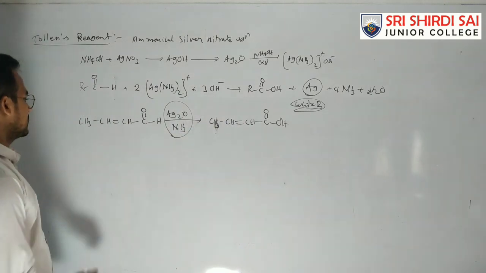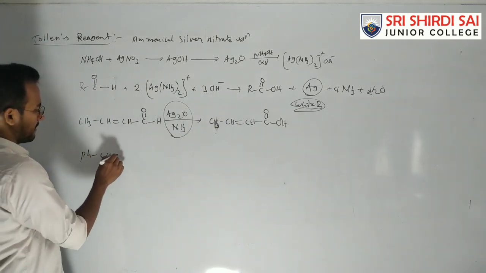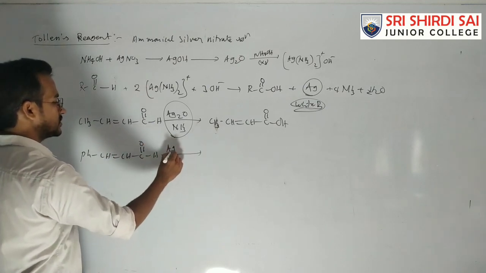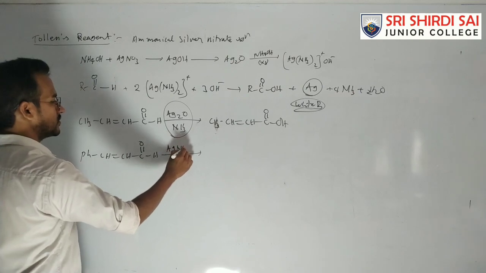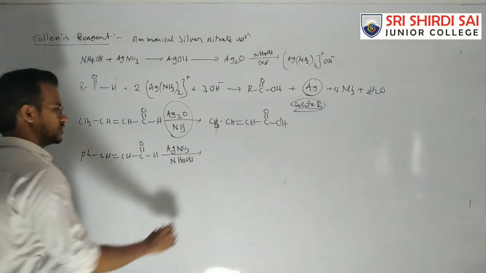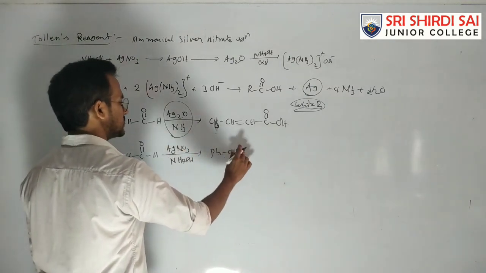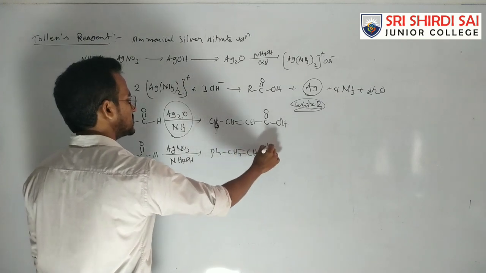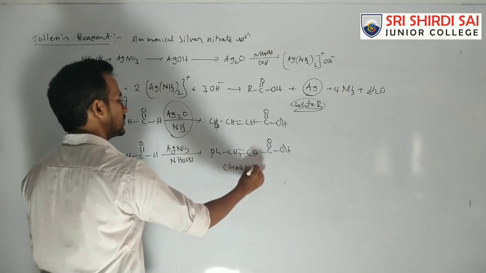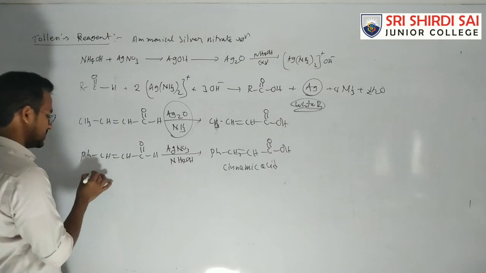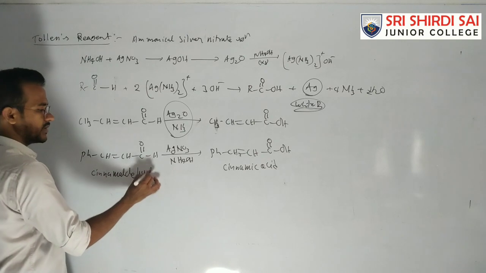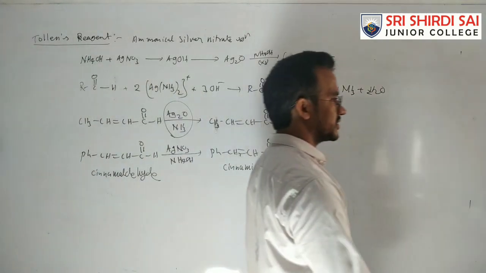That remains the same. For example, this is cinnamaldehyde, PhCH double bond CH C double bond O H, with Tollens reagent, AgNO3 and NH4OH. This is cinnamic acid and this is cinnamaldehyde.